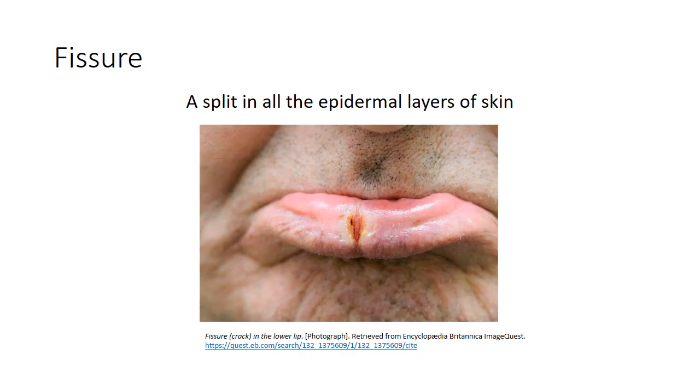All right, so what is a fissure? And I'm not talking about somebody who has a rod and is trying to catch fish. You can put me on pause and think about it if you like. A fissure is a split in all of the epidermal layers of the skin. So you can see here in this lower lip, it's like a crack.